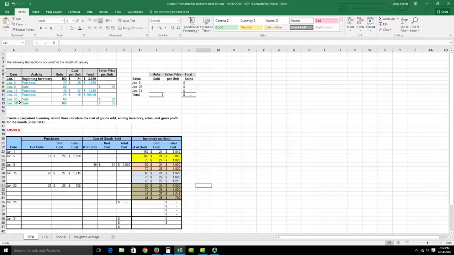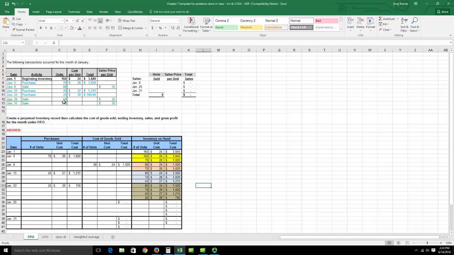Okay, so our next item on January 25th is another sale. I sold another 60 units for $35 a piece. But again, this is what I sold those units to the customer for. This is the sales price, not what it cost me. And remember, when you're selling goods to a customer, you always record the sale at the sales price, so that would be the $35. Then I have to record moving those goods that I just sold out of inventory into cost of goods sold for whatever they cost us when we purchased them.